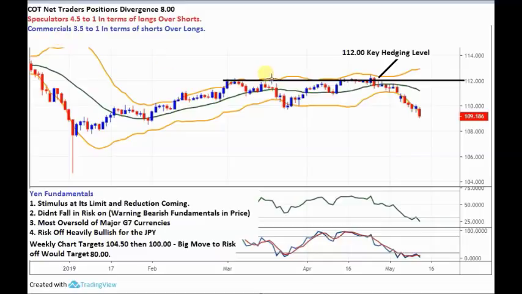Commercials are hedgers, and they sold into the level here and pushed the dollar down. The dollar comes back up, speculators try to battle and get through the 112 level, but they push away from it, they can't do it, and we come to the downside. In the COT Net Traders Positions this week, the two groups have an almost identical ratio to last week. So speculators aren't giving up the long side, even though the price is falling. That just indicates to us more follow-through selling.